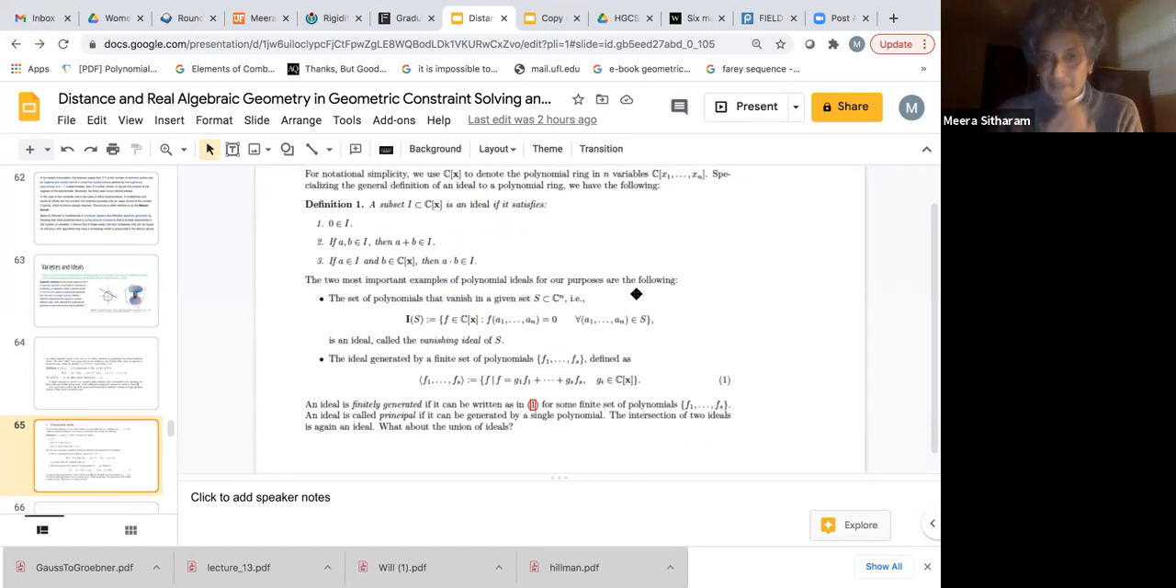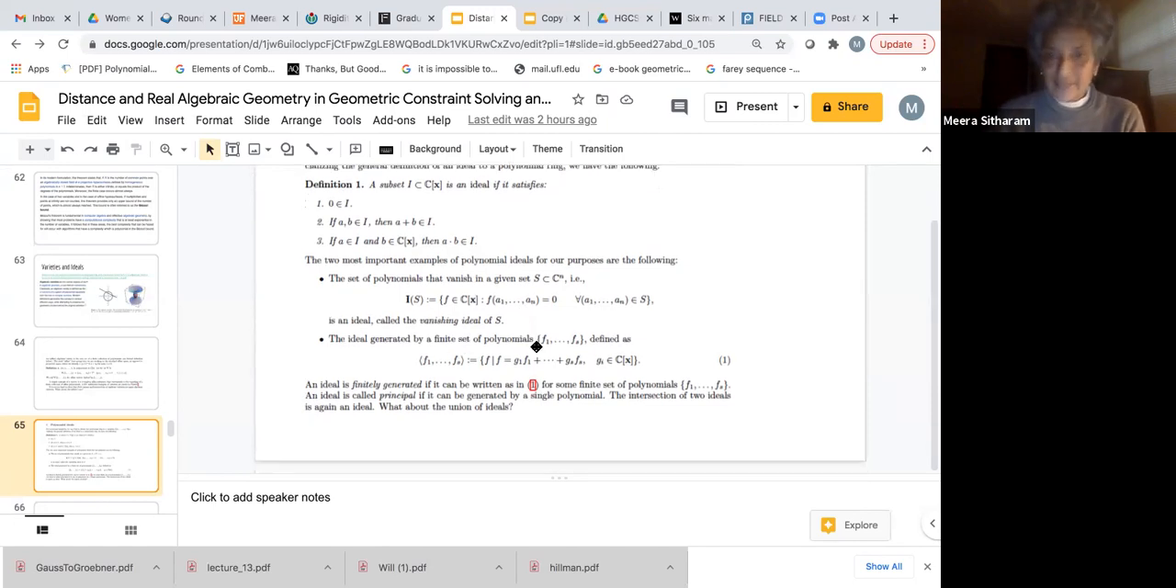So for our purposes, the important examples of polynomial ideals are the ones that vanish on a given set. That's going to be all of the polynomials that vanish on the zeros of a given set of polynomials. That's going to be one of the key things that we're going to care about. This is called the vanishing ideal of S. S is a set, and typically that set is taken to be the roots of another set of polynomials.